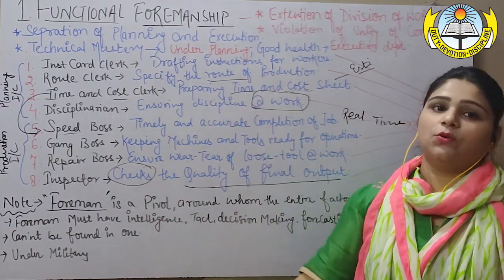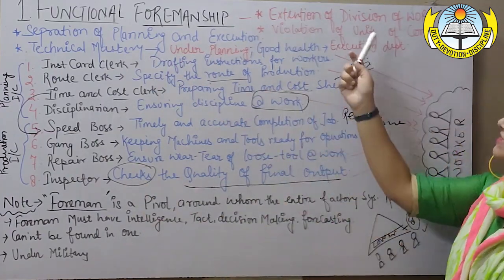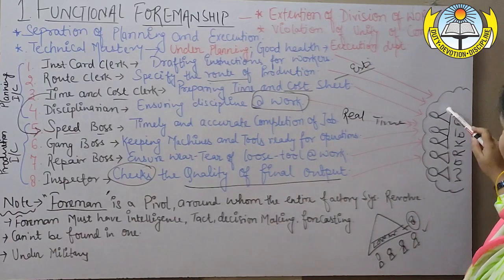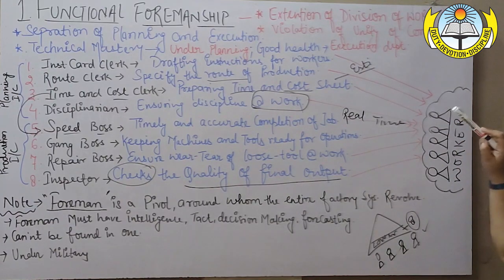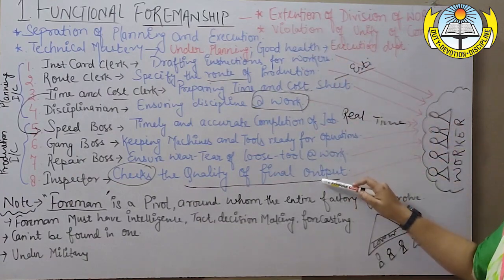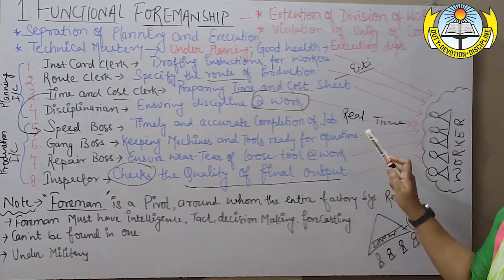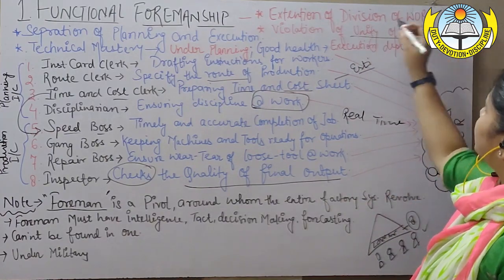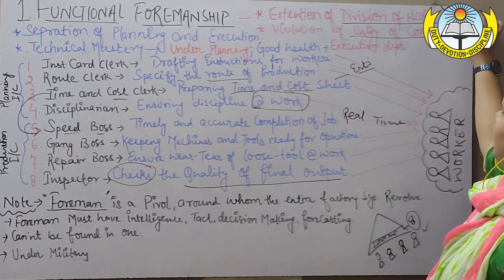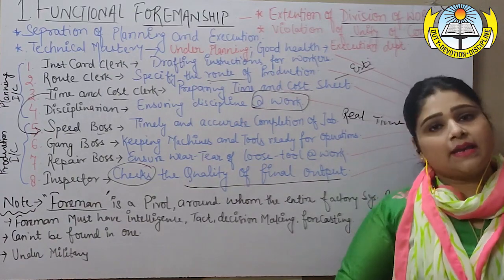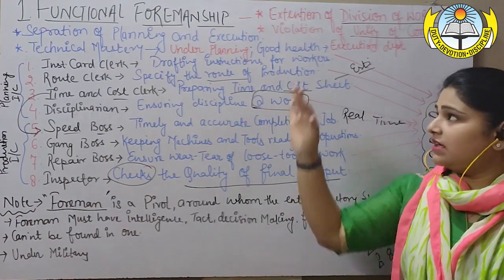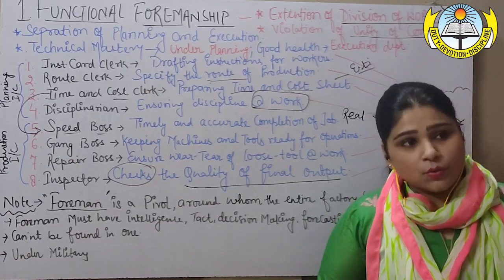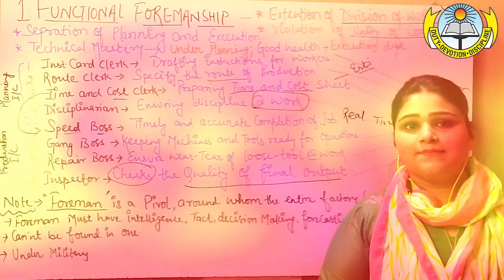So he has divided the work. But then he has violated the same principle, because each worker in real time is guided and instructed by 8 different foremen. So this violates the principle of unity of command, but follows the principle of division of work. So I hope I am successfully able to make the understanding of functional foremanship very clear to you all.